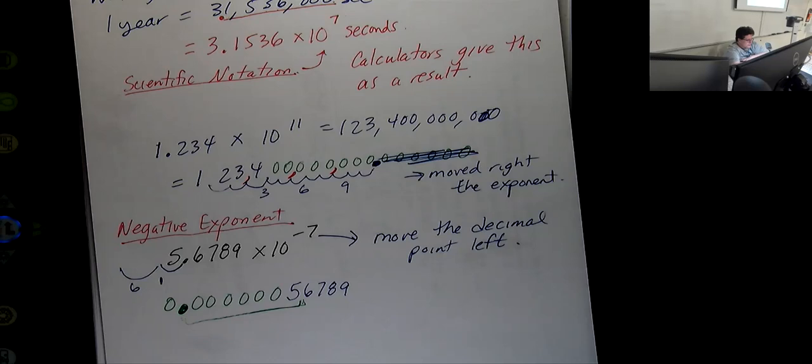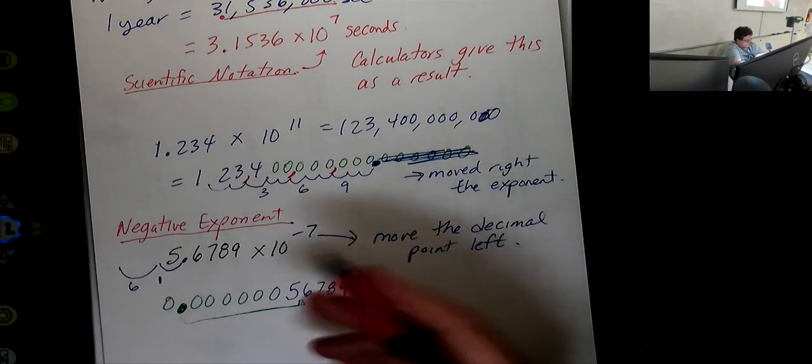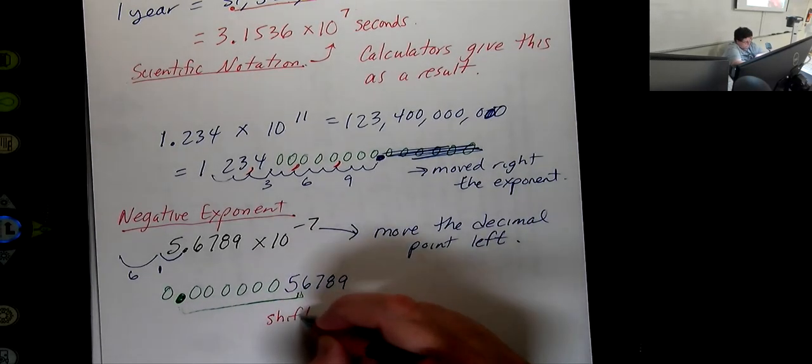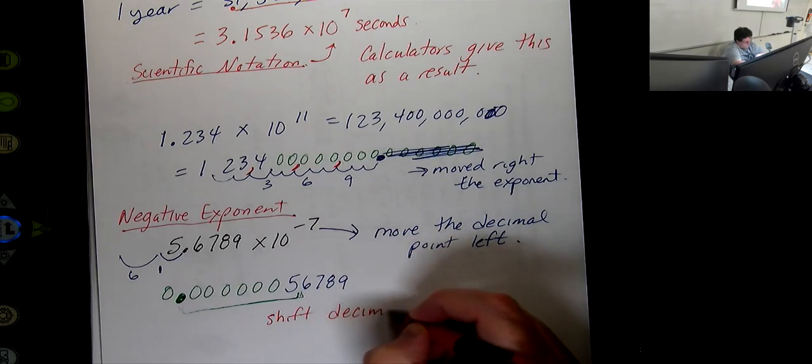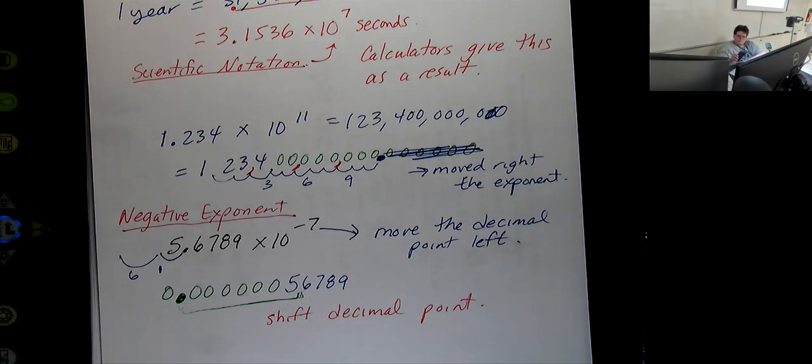That's scientific notation. That's how calculators do it, or show big or small results. We'll look at that some more in a little bit. But it all boils down to shifting the decimal point. Any questions so far?